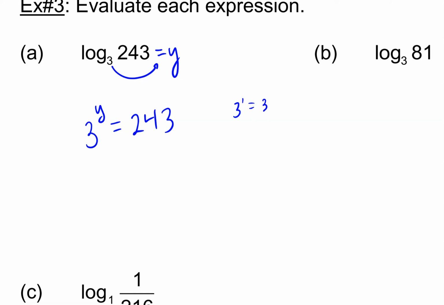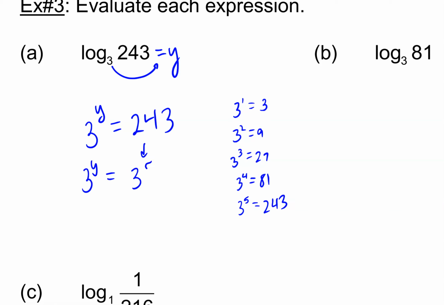So 3 to the first power is 3, 3 squared is 9, 3 cubed is 27, 3 to the fourth power 81, keep going, 3 to the fifth power 243, got it. So 3 to the y, I'm going to rewrite 243 as 3 to the fifth power, so you see y is equal to 5. So the answer is going to be 5.